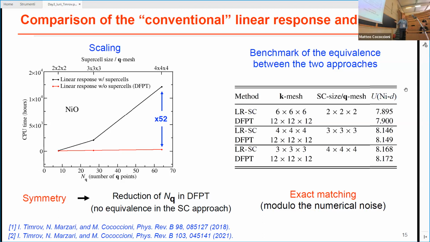And again, to prove that this is working, in this table I show you the comparison of the old linear response supercell approach with the new DFPT approach. And you see that the resulting U values are essentially the same. This is some numerical noise, but we can reduce this difference even more if we use a higher cutoff and other convergence parameters.